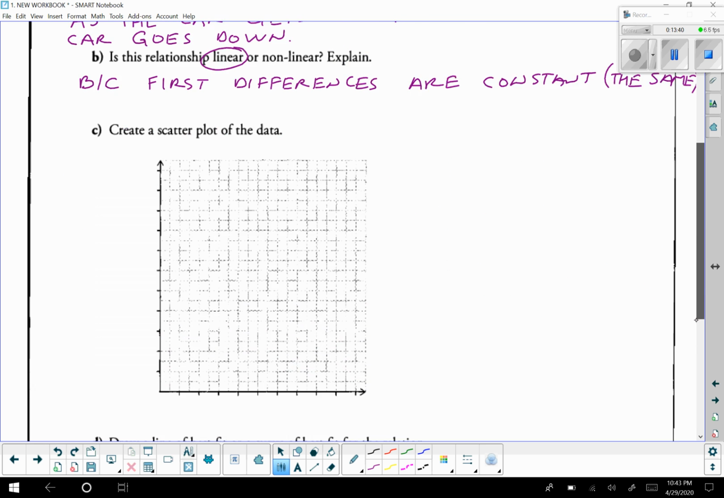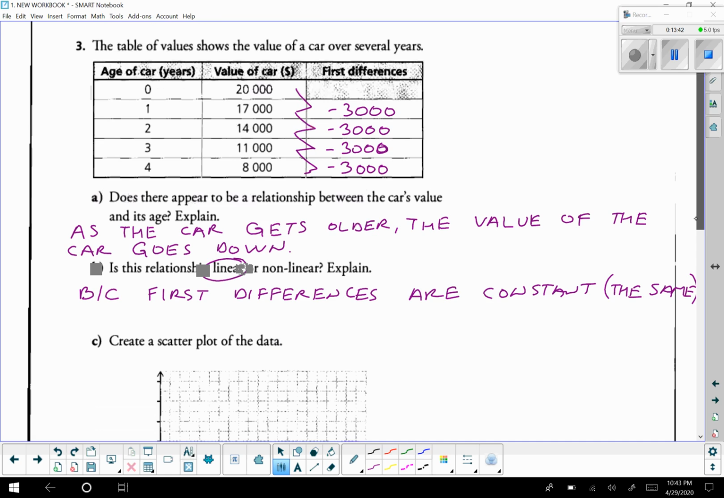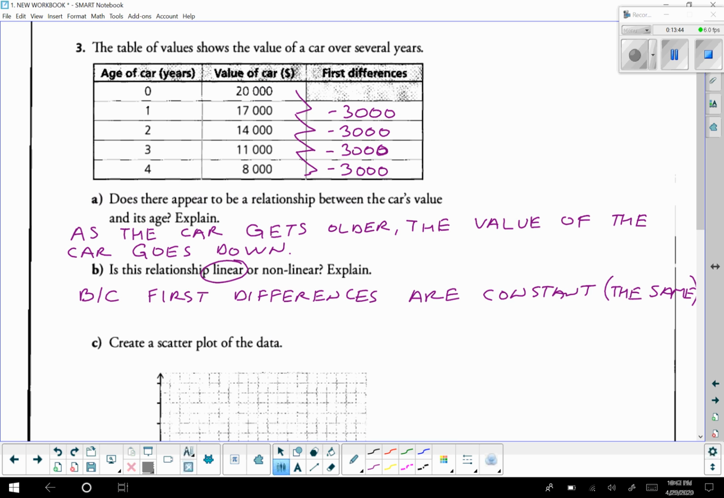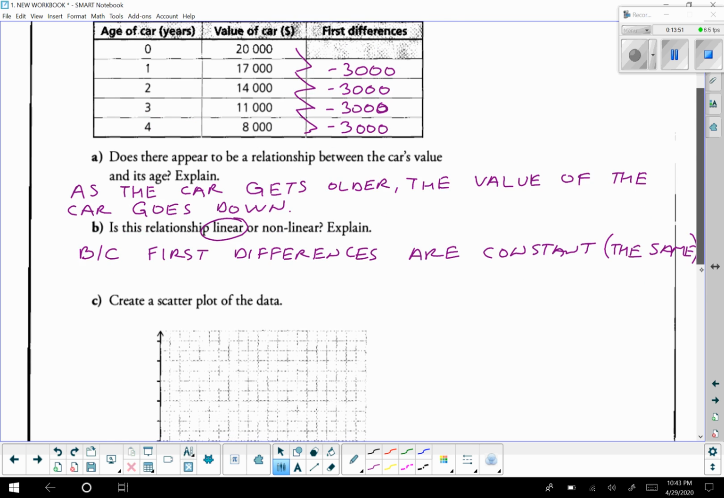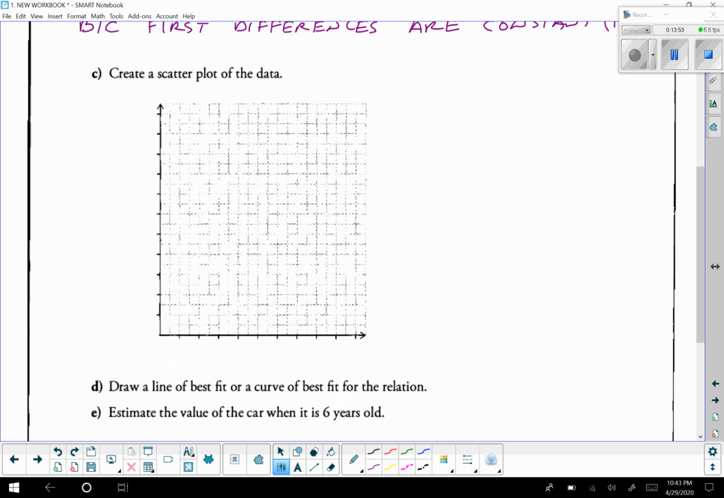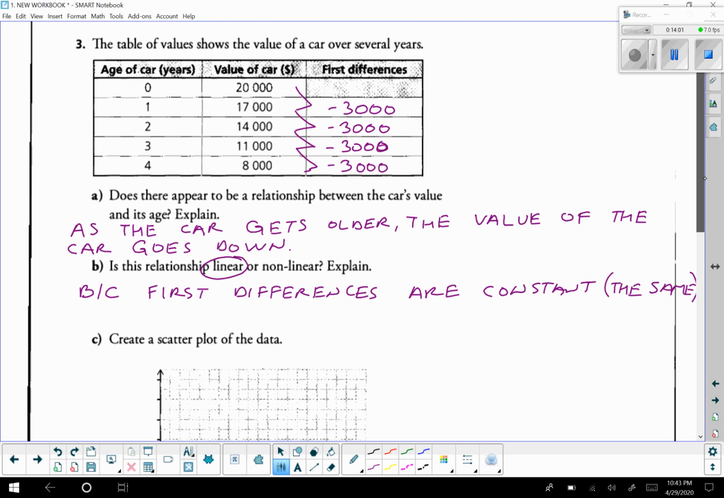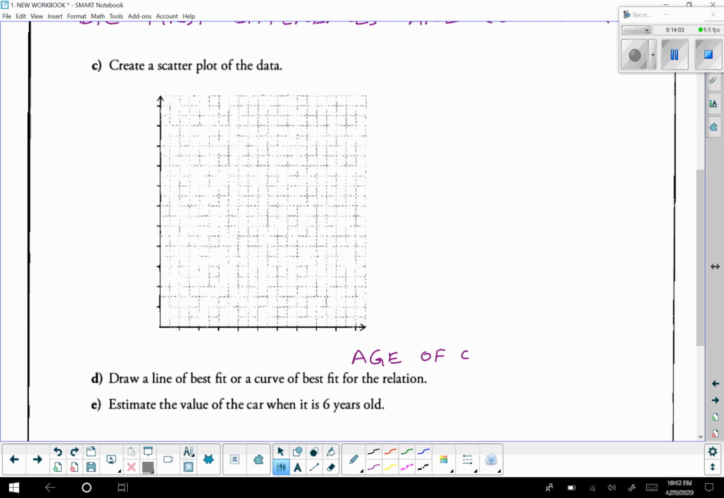So it says create a scatter plot. All right. I know that my age of the car is independent because the car is going to age no matter what. Value is going to depend on how old the car is. So I'm going to put age of the car. And what's the other one? Value. So age of car.